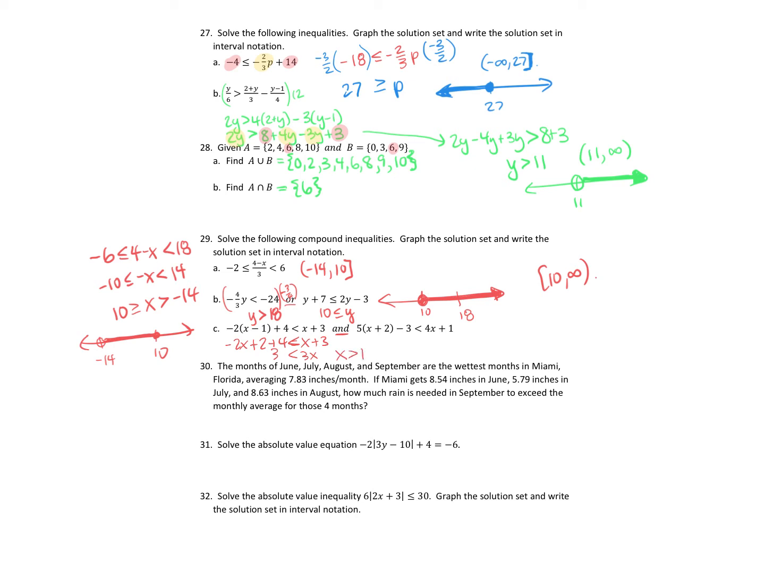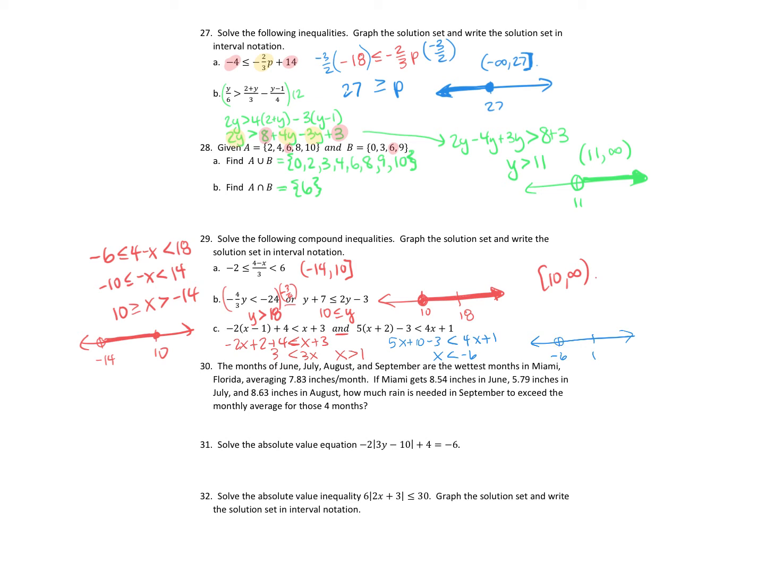On the other side, I can multiply that 5 in. I get 5x plus 10 minus 3 is less than 4x plus 1. I can subtract the 4x over and subtract the 10 and add the 3. And I'm going to get x is less than 1 minus 10 plus 3. So 1 minus 10 is negative 9. Plus 3 is negative 6. So I need to have x is less than negative 6 and x is greater than 1.